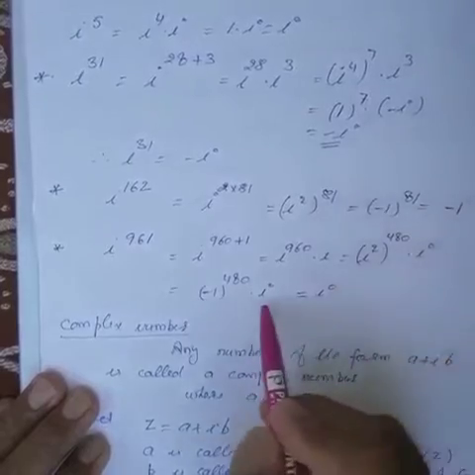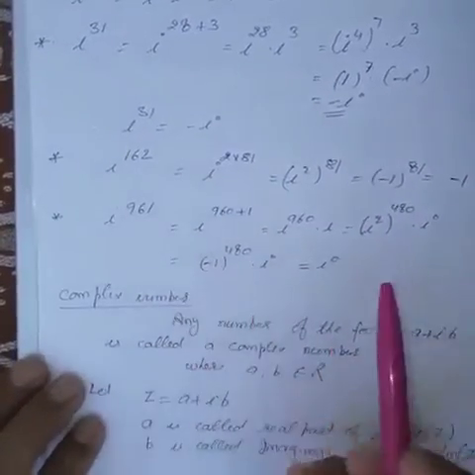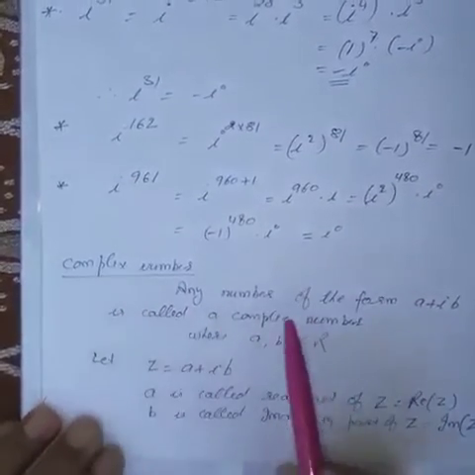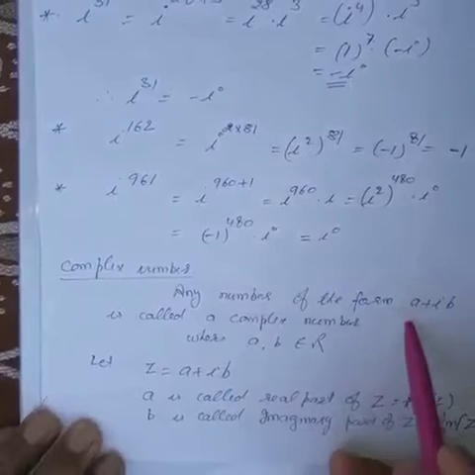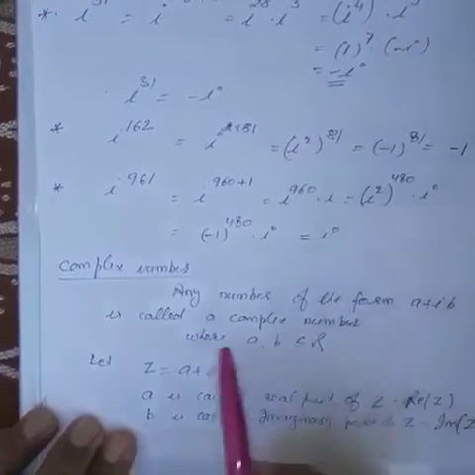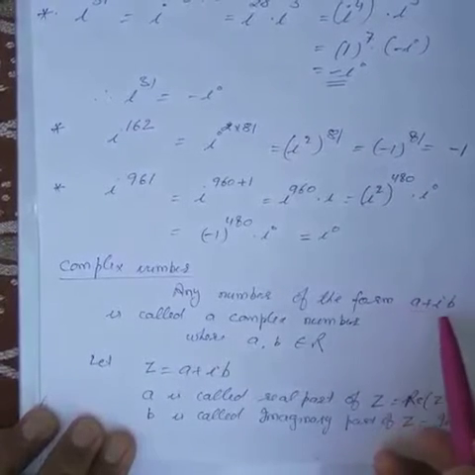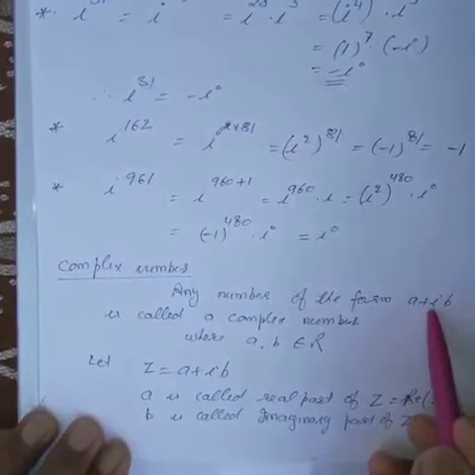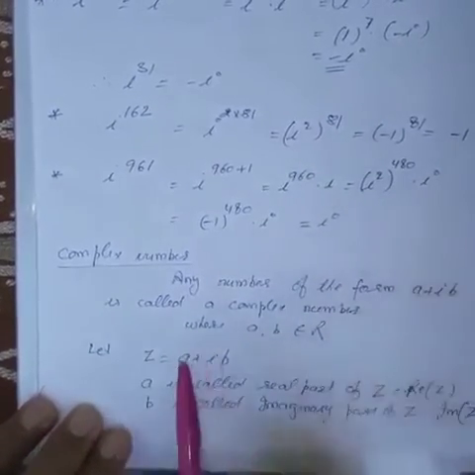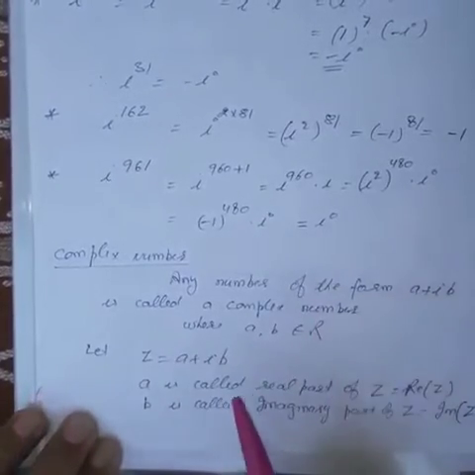You put the values and this is equal to iota. So this is about imaginary numbers. Now what is a complex number? Any number of the form a plus iota b will be a complex number, where a and b are real numbers and iota is the imaginary number. So a and b are real. It means any number of the form a plus iota b will be a complex number.